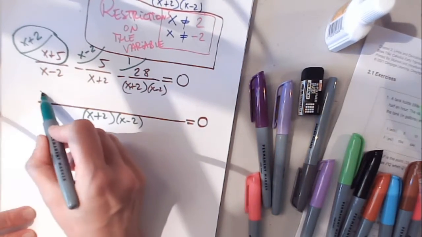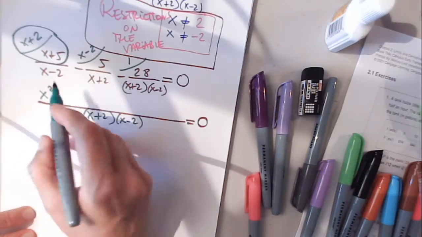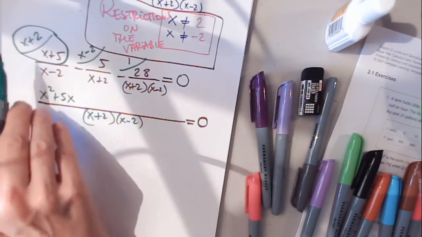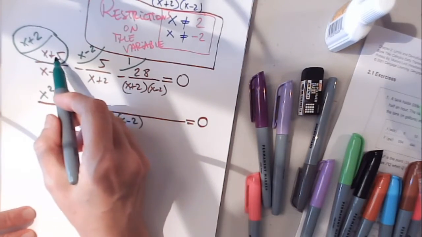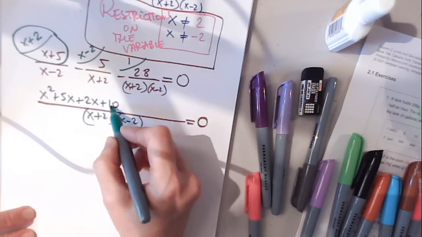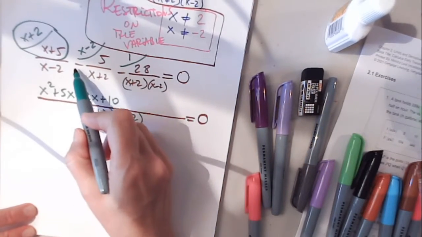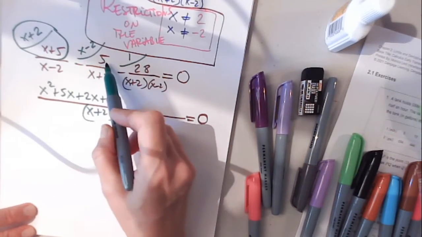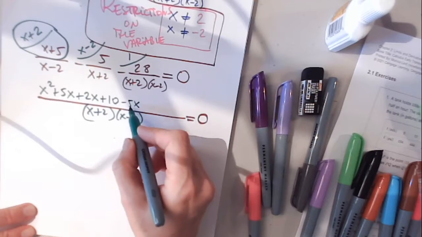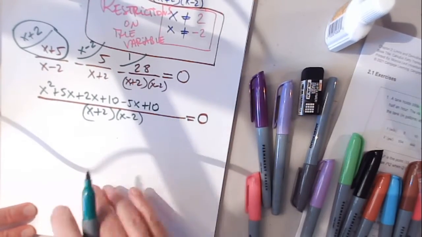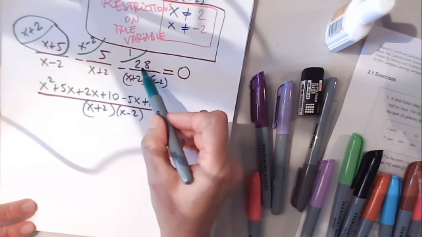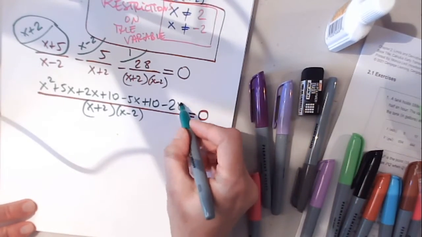X times x, x squared. X times 5, plus 5x. 2 times x, plus 2x. 2 times 5, plus 10. Minus 5 distributed, or negative 5 distributed to 5, negative 5x. Negative 5 times negative 2, positive 10. Minus 28 times 1, negative 28.